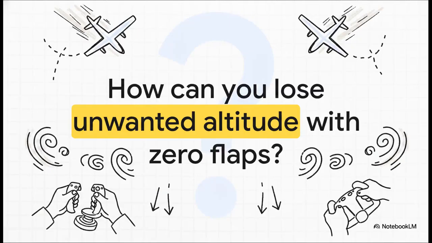So, let's put you back in the hot seat. You're on a zero flap final, and you suddenly realize you're too high. And obviously you can't just dump flaps to create drag and drop down. What is your primary maneuver to fix this safely?